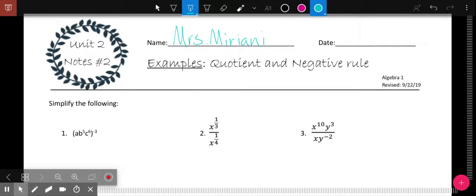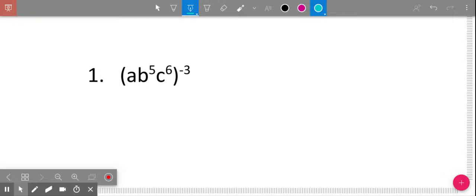All right, so today we're going to be looking at examples with applying the quotient and negative rules to our laws of exponents. Okay, so looking at number 1, we have ab to the power of 5, a to the 6, all to the negative 3. So looking at this, we have this negative exponent right here on the outside of the parentheses.